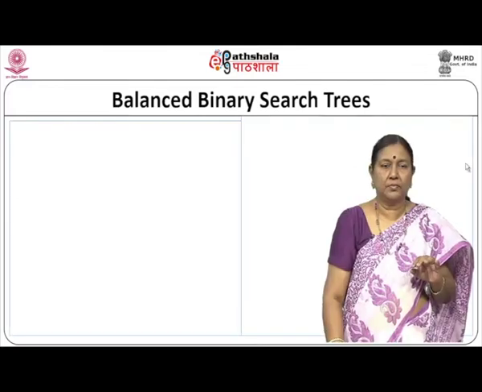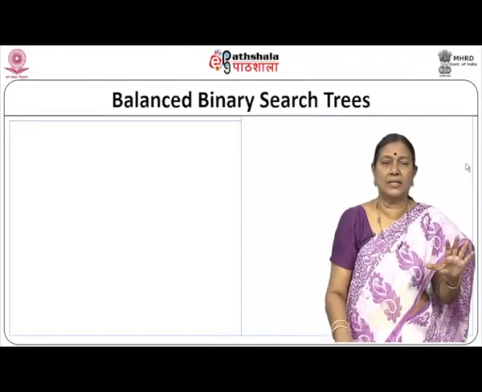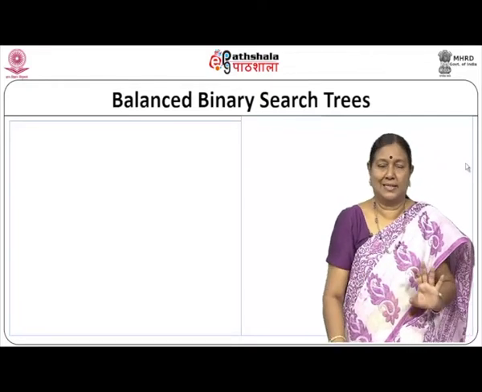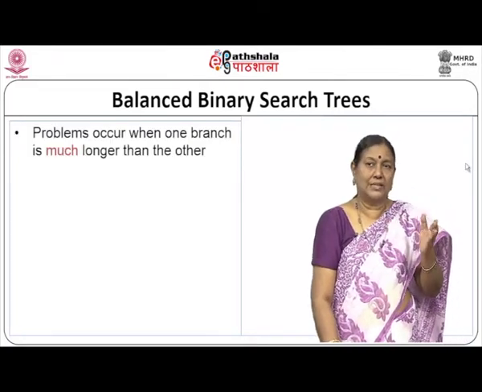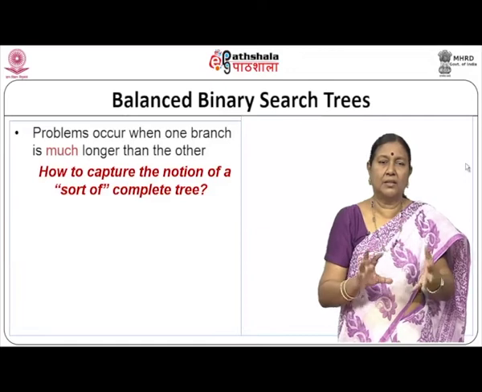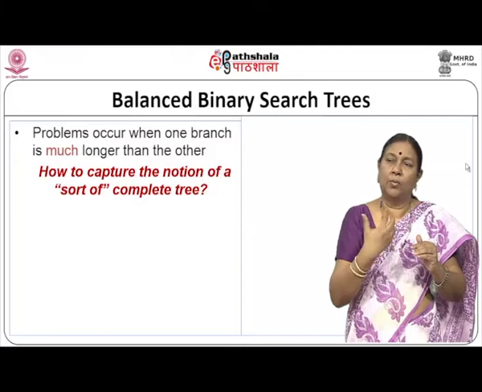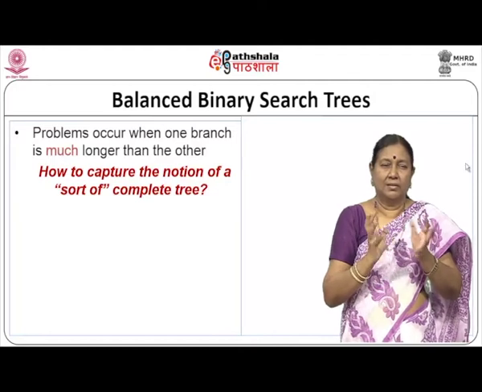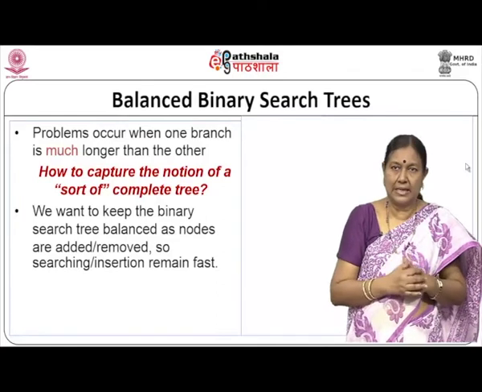Now, let us look at a balanced binary search tree in more detail. Till now we were discussing why there is a problem with binary search trees if you do not bother about balancing. If it has skewed, then what happens? Problems occur when, as I already told you, one branch is much longer than the other. So, how do we capture the notion of a sort of complete tree? If it is a complete tree, you will not have one branch be much longer than the other. We want to capture that concept of sort of complete. So, how do we do that? We want to keep the binary search tree balanced.